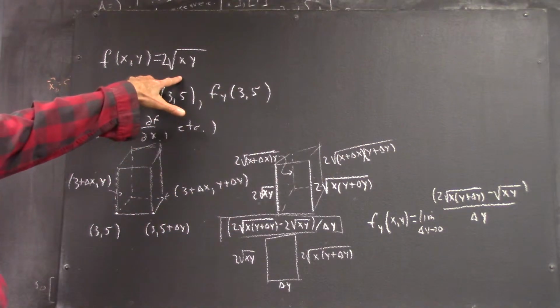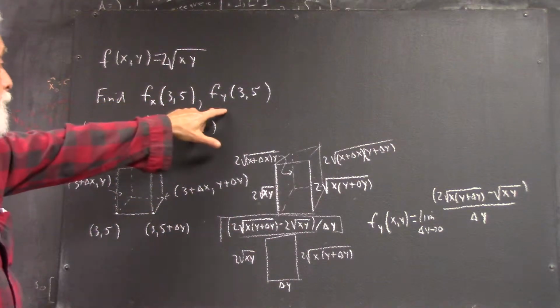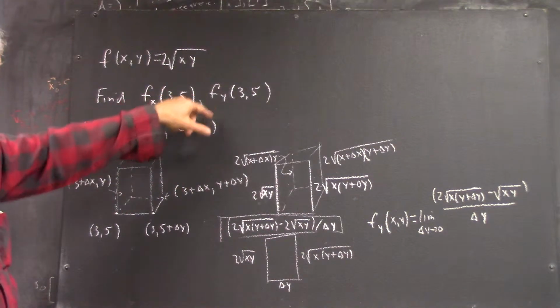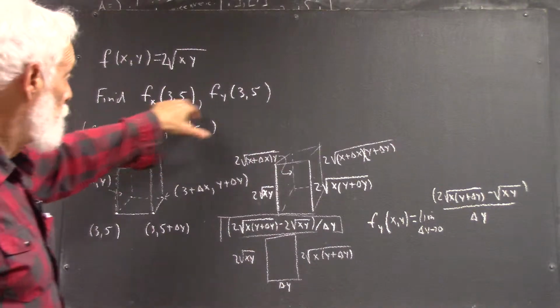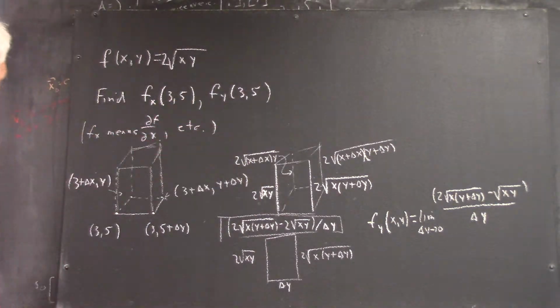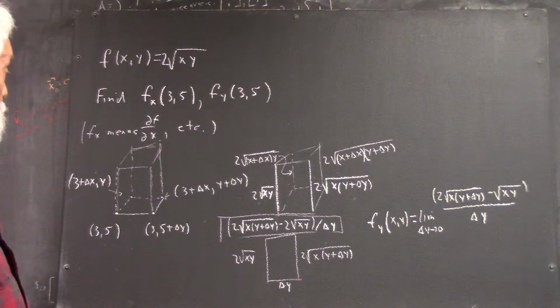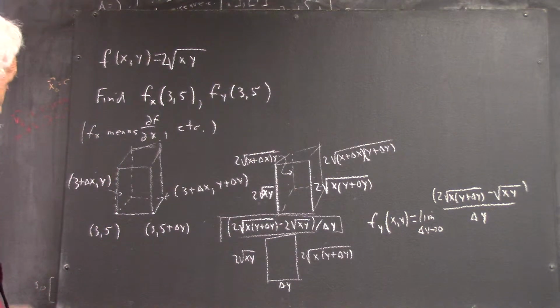We've got this function, finding fx and fy, fx meaning partial with respect to x, fy meaning partial with respect to y, at the point 3,5. So we could easily represent this situation in terms of something like a parallelepiped.